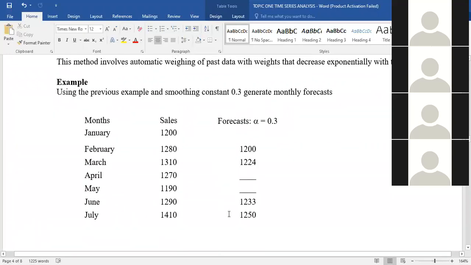I want the figure for April. Get me the figure for April. So our April figure will be 1224 plus 0.3 into bracket 1324 minus 1224. What are you getting? Our old forecast will be 1224.